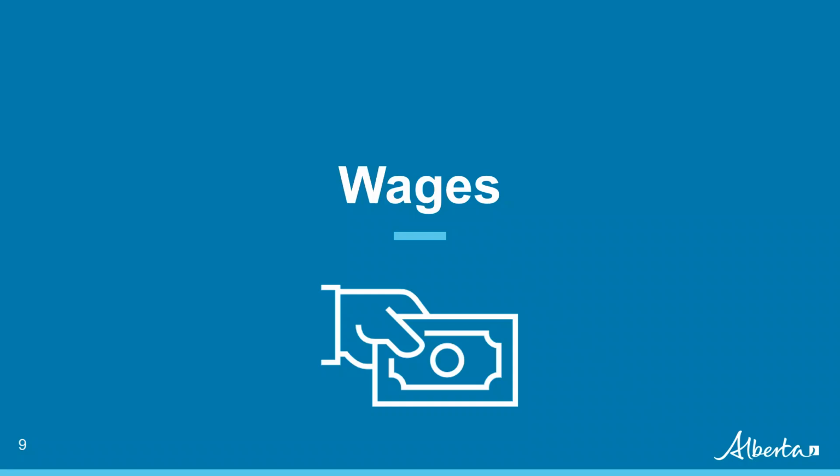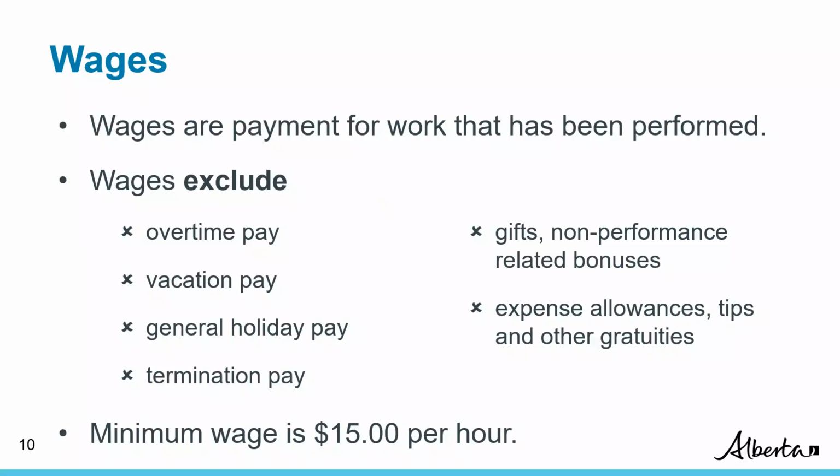Wages. Wages are to be paid for work that has been performed. Hourly wages, salaries, or commissions are all examples of wages. The definition of wages excludes many things. Other employment standards entitlements are not wages. Overtime, vacation pay, general holiday pay, and so on should not be included in the calculation for wages. Expenses, gifts, and tips are also not wages and are not covered under entitlements in the legislation.